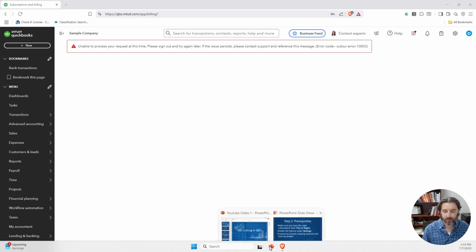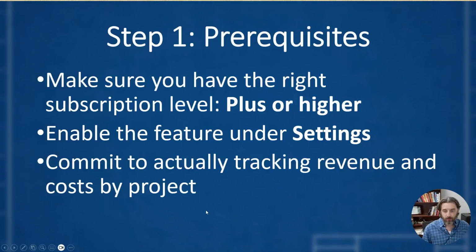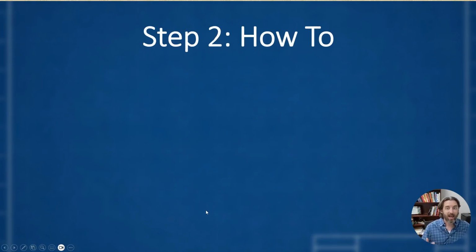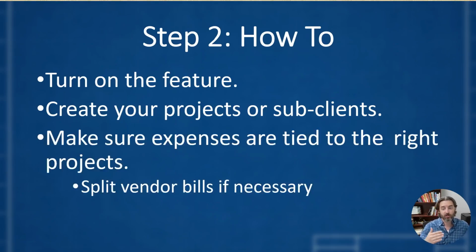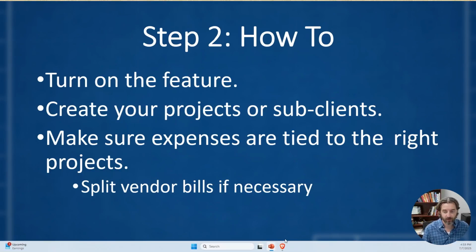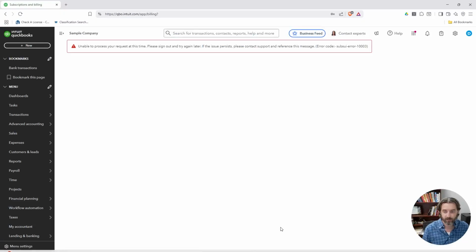I'm going to show you what we're going to do next. So let me get back to step two on actually how to do the job costing. We turn on the feature I just showed you, and then you got to create your projects or sub-clients. I'll show you that. And then you have to actually make sure your expenses are tied to the right projects and split vendor bills if necessary. So let me go over those real quick in here.